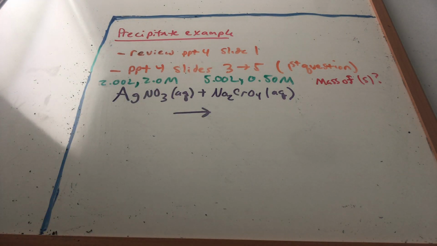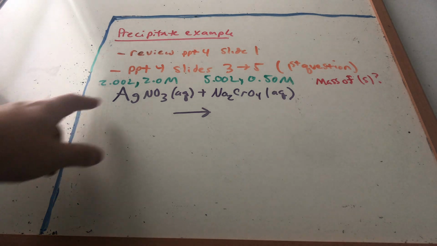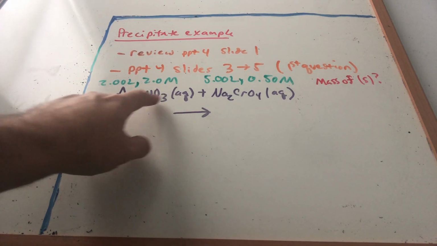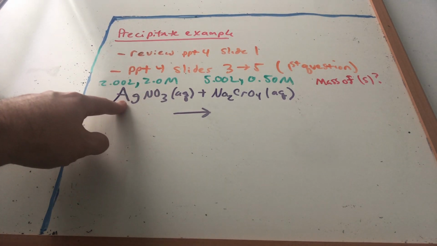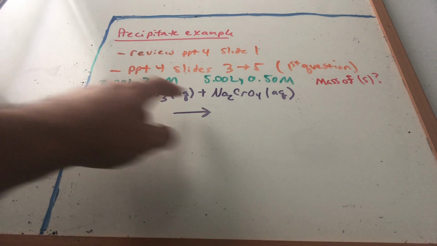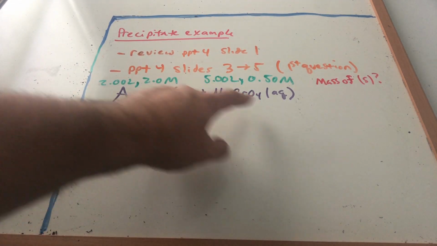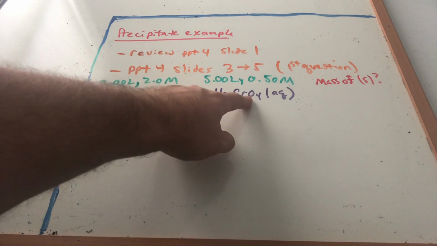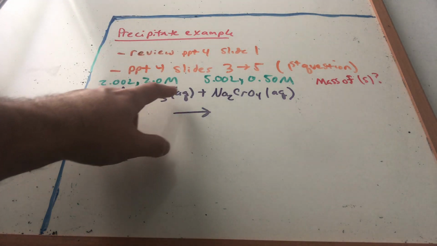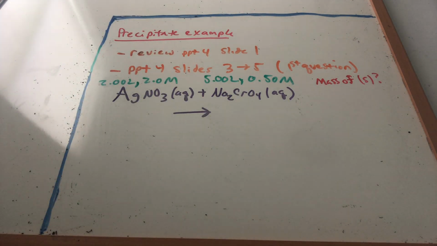Now, just as a quick review of our solubility rules, why would this be aqueous? Well, nitrates are aqueous. And is silver one of the exceptions? No. Why would this be aqueous? Well, group 1A metals are aqueous. Is chromate an exception? No. So this will be aqueous, and this will be aqueous, because they fit categories on our solubility chart.